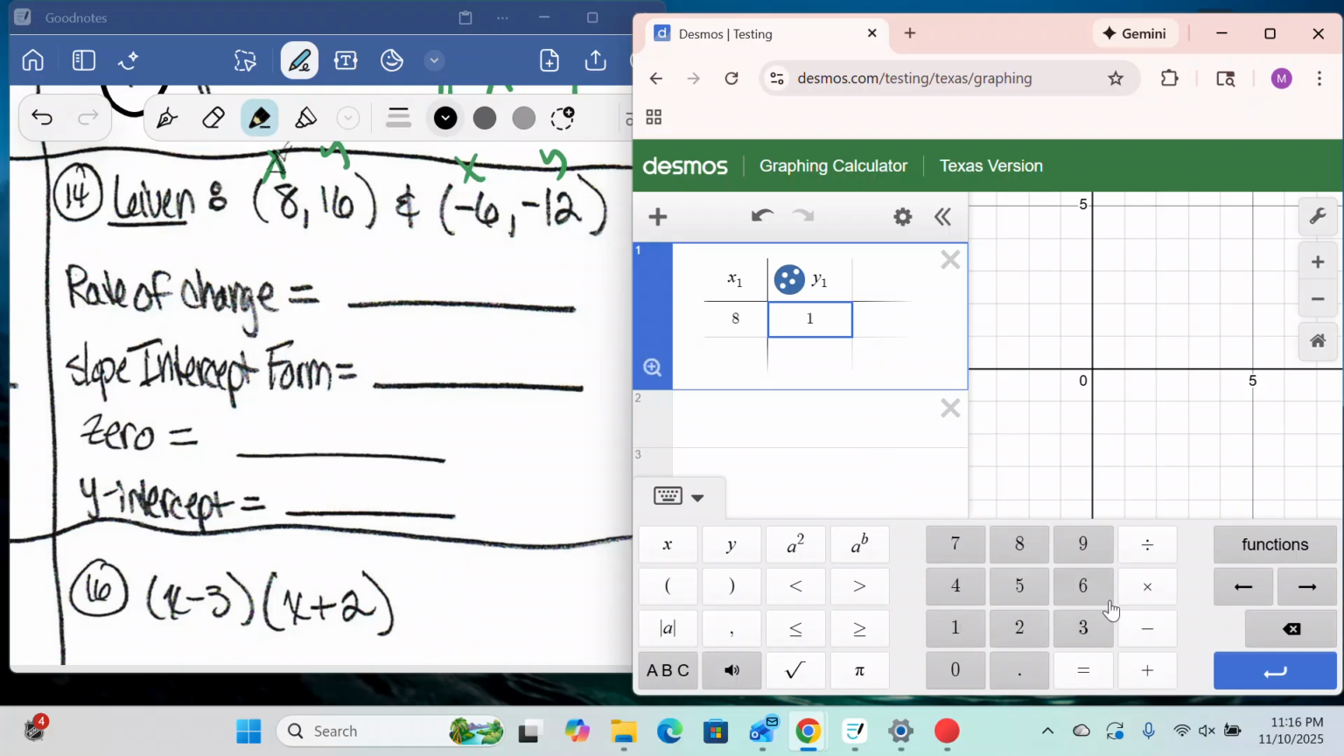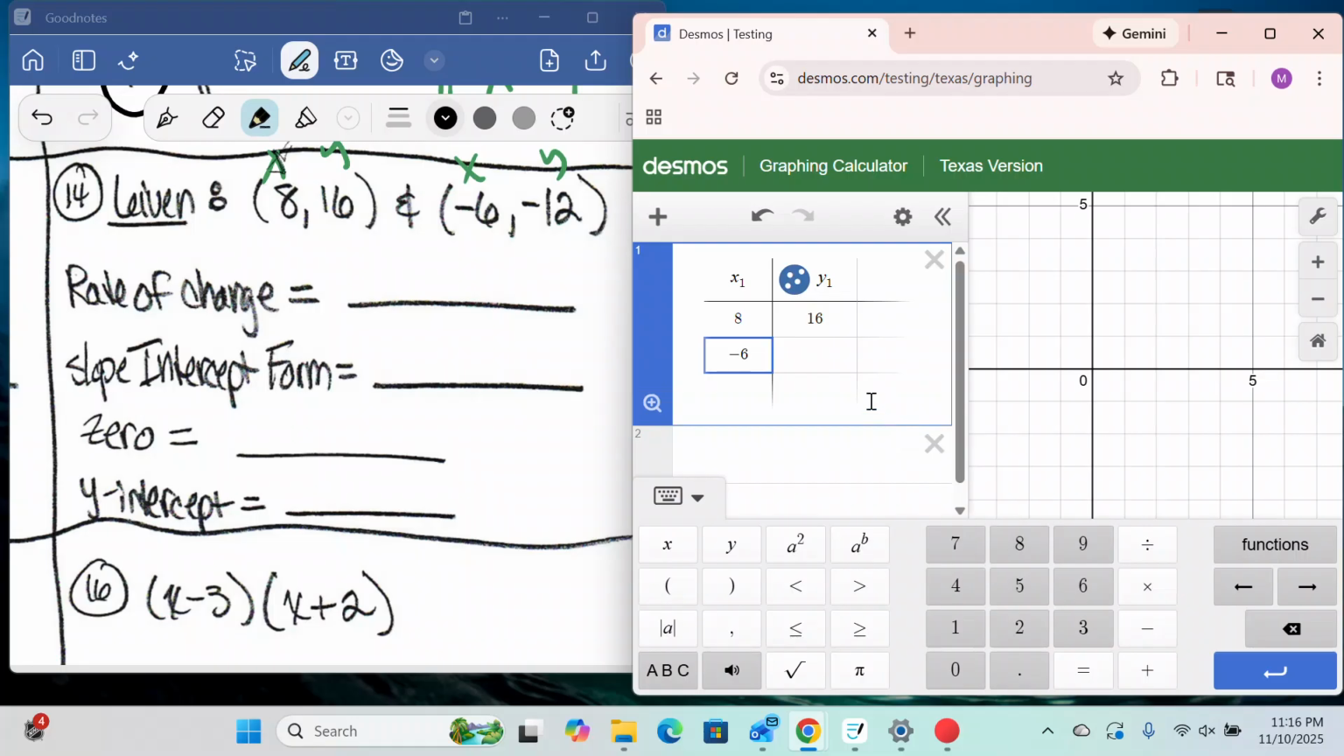And now there's no need to be scared of those decimals or those fractions or those negatives. So then the x right here is negative 6. And then I'm going to click negative 12.